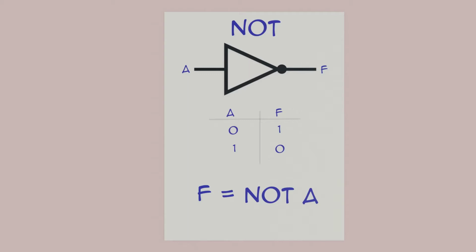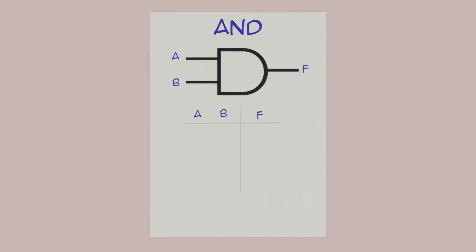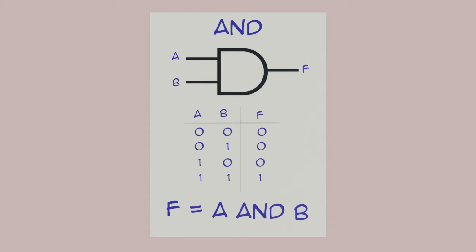Let's look at the AND gate. This is its symbol and its truth table, which shows two inputs, A and B, and the output F. As we've seen before, we only get an output when all inputs are 1. The Boolean expression for this AND gate is F equals A and B. AND gates in general only produce an output of 1 if all of their inputs are 1.